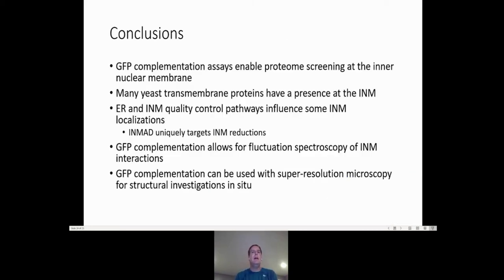So to conclude, GFP complementation assays enabled our proteome screen. We saw a very large number of transmembrane proteins at the internuclear membrane and are still investigating that. The quality control pathways influence some of those localizations, and INMAD clearly has a large role, but there are many also that aren't involved. We were able to use GFP complementation for fluctuation microscopy and spectroscopy of internuclear membrane interactions. And then finally, we could use GFP complementation with super resolution microscopy to investigate structural components in situ.